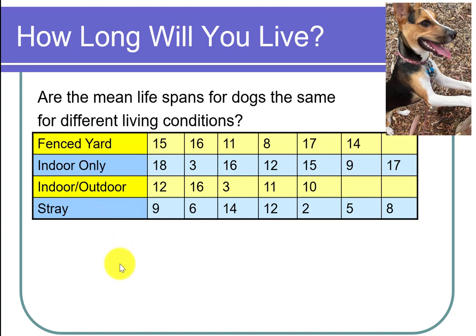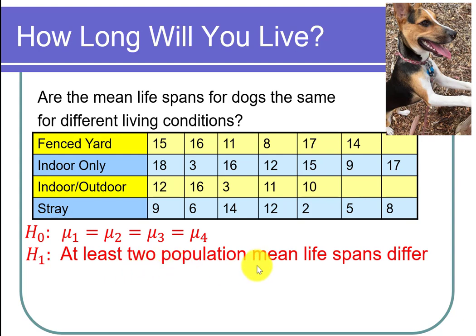So let's write down H naught and write down H1. H naught, in this case, we have 4 different populations. So H naught is mu1 equals mu2 equals mu3 equals mu4. And then H1 is at least 2 population mean lifespans differ. That's all there is to it. It's always pretty much the same. So again, we're going to have to make all kinds of assumptions, and I'm just going to go with it. And let's jump to the calculator, and let's find the test statistic, and let's find the p-value.